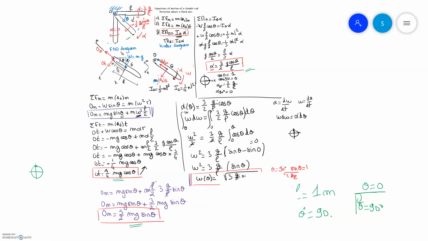Oops. Oh, I cannot put it back. Sorry. Remember, g sine theta. Let's keep it this, and let's clean that.